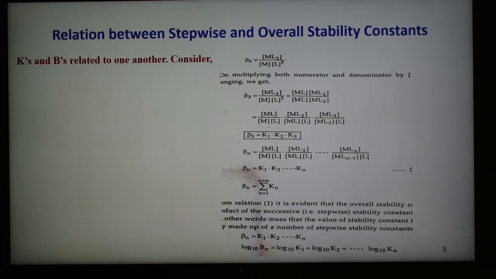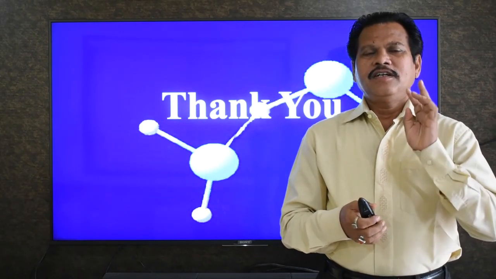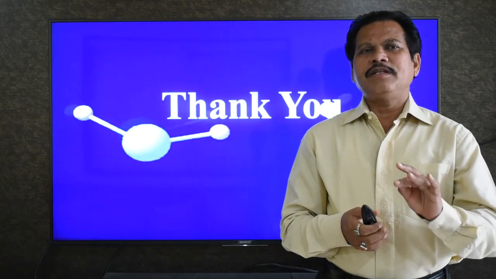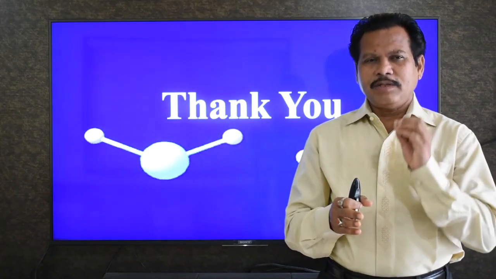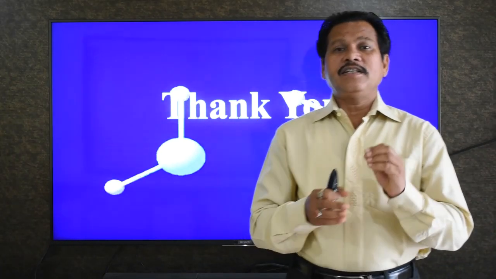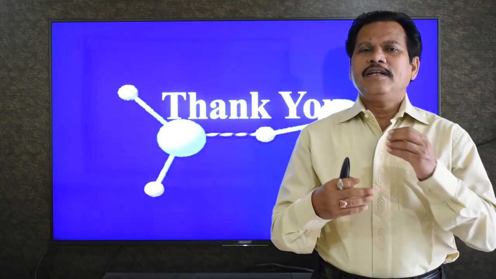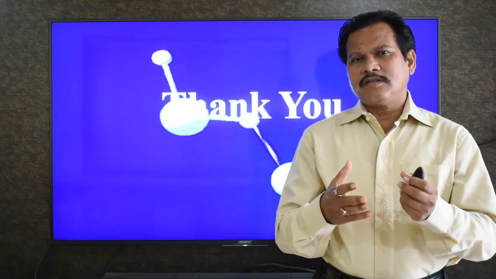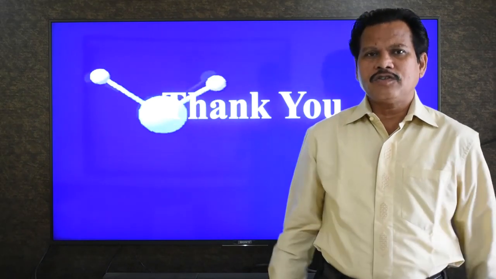So these are the details about the stability constant. Today we have discussed what stability constant is, thermodynamic stability and kinetic stability, what stable and unstable complexes are, what labile and inert complexes are, and also stability constant and instability constant, and two types of stability constant, stepwise and overall, and the important relation between beta and K. In the next part we are going to see the factors which affect the stability of the complexes.